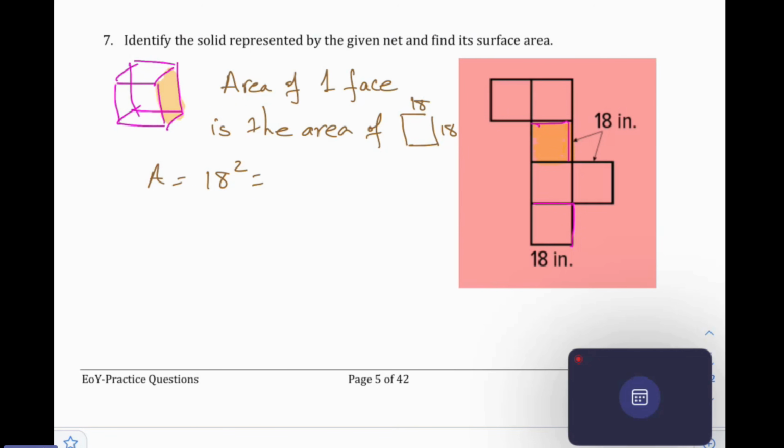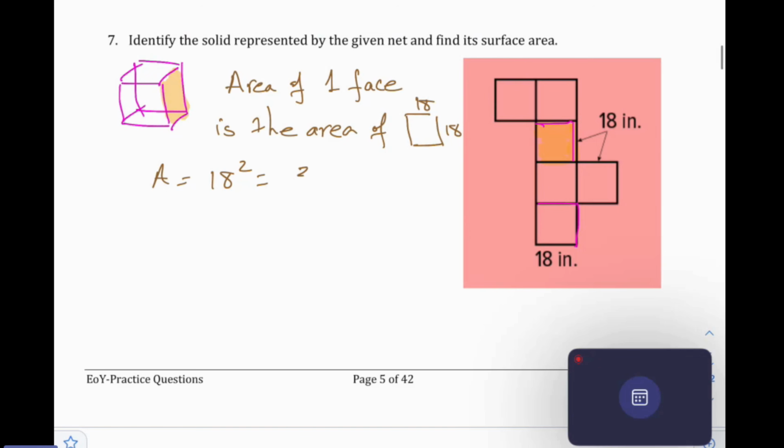18 times 18 is 324 centimeters square. Since we have a cube, meaning 6 faces, the total surface area is 6 times 324, which is 1944 centimeters square. With that, we are going to stop here for this part.